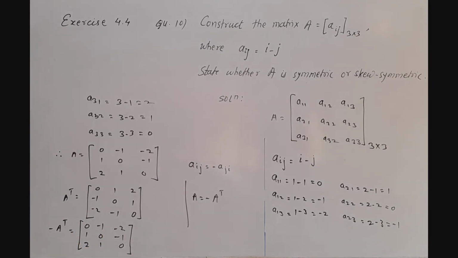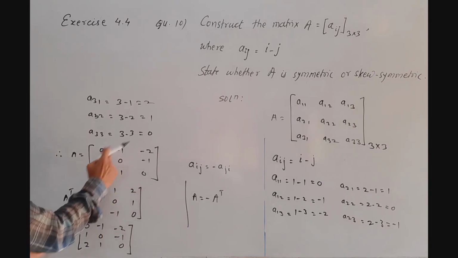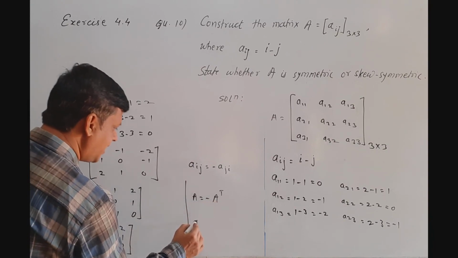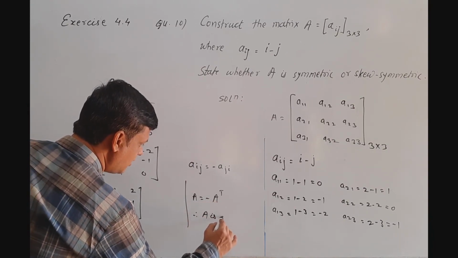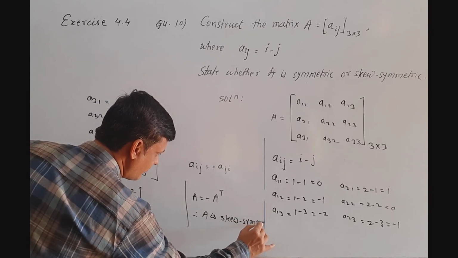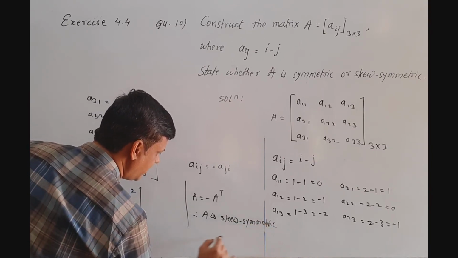Now these matrix A and minus A transpose have the same element at corresponding positions. So from this we say A equals minus A transpose, therefore A is a skew symmetric matrix.